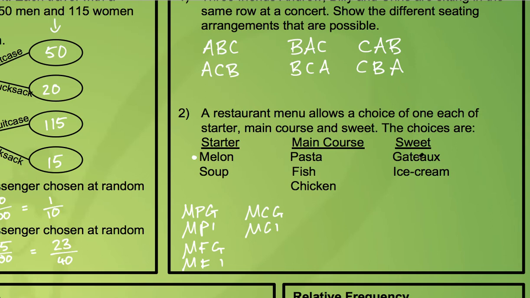And now I've been through all of these 3 in the middle position and for each of them in the middle position, I've used each of those at the end position. So now I realise I've done everything to do with melon at the front. Now I'll try everything with soup at the front. So same things: soup pasta gatto, soup pasta ice cream, soup fish gatto, soup fish ice cream, soup chicken gatto, soup chicken ice cream. And then I've got the same number of each of those, and so I can check systematically I've got everything that I need there.